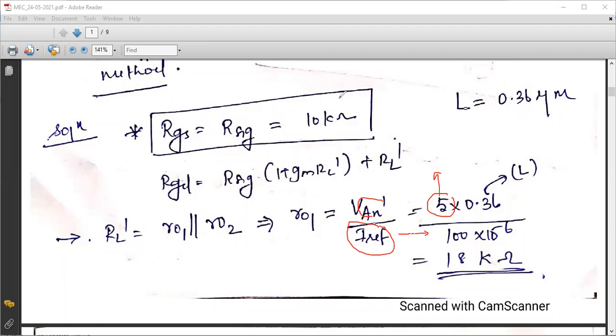Please check. So these are very important. So please pay attention and then solve. So as of now, you got ro1. Now coming to ro2, because in order to find RL dash, we need ro1 and ro2. So now we will go with ro2.